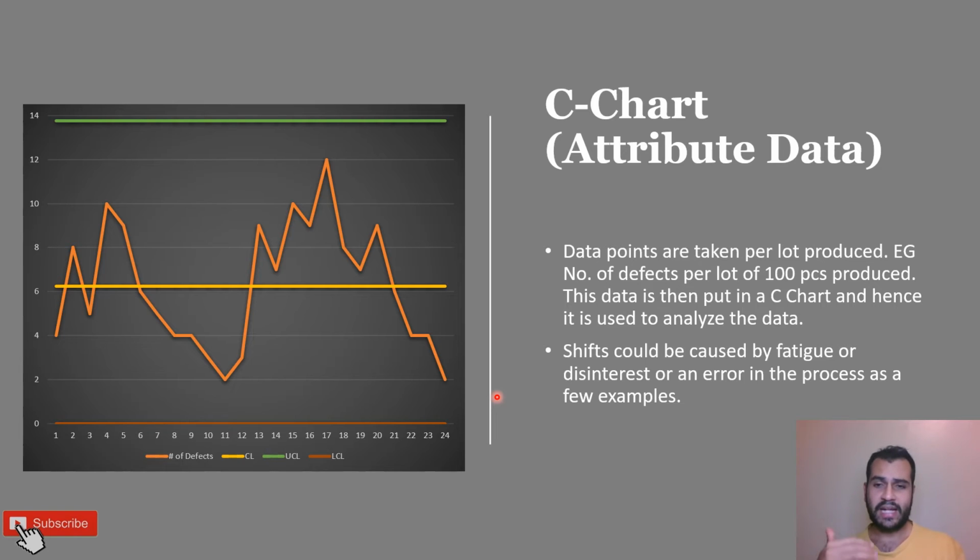So I can see that in the training ground, there's a lot of errors in this process whereby they're not focusing on these through balls maybe. So that could be a defect. Per 100 passes produced, you have so many defects, and that is what a C chart is used for. And we could see that in the issue, you could see that that is coming from the training.